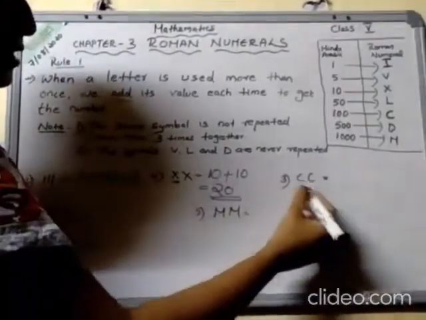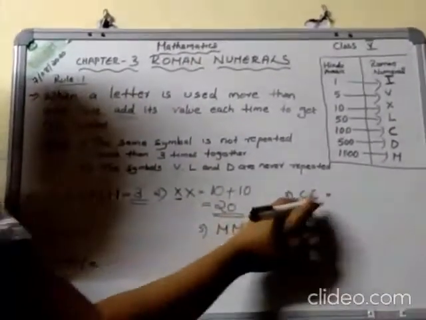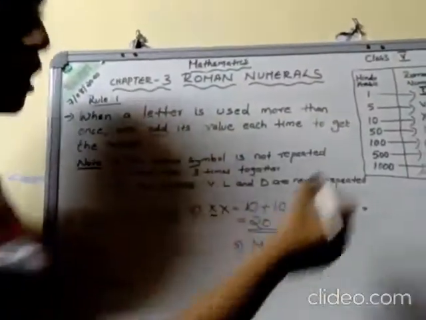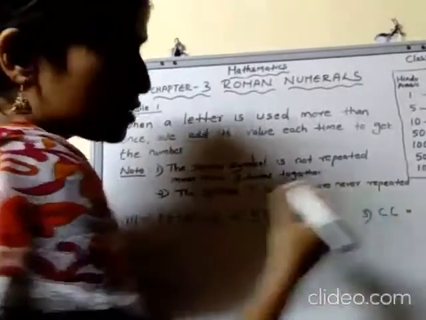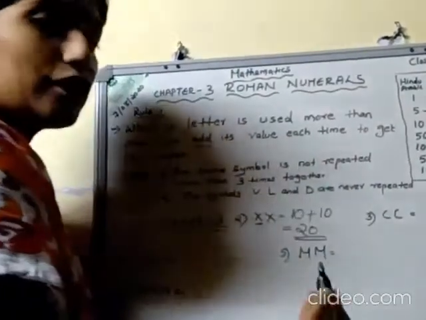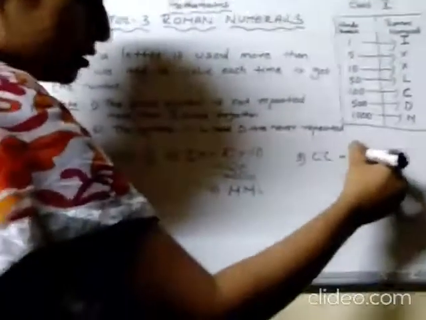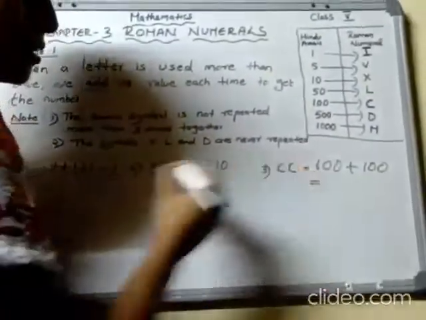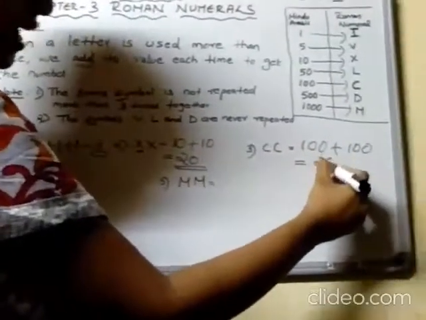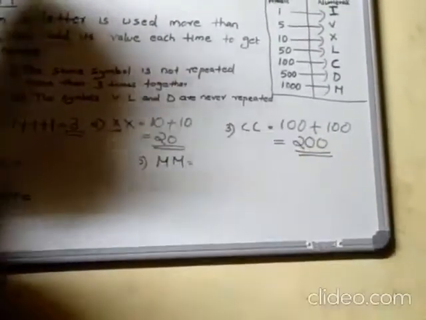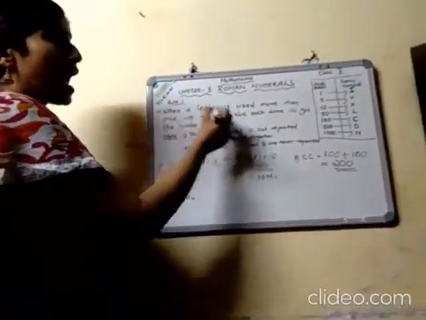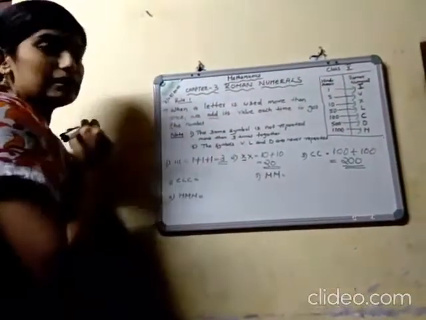Now can you tell what does this Roman letter represent? Here 2 C's are given. And you know, C is the Roman letter representation of which Hindu-Arabic numeral? 100. So if 2 C's are given, how will you find the Roman number? 100 plus 100. So CC represents the Roman numeral 200. Is it clear for you? So when a letter is used more than once, we add its value to get the number.